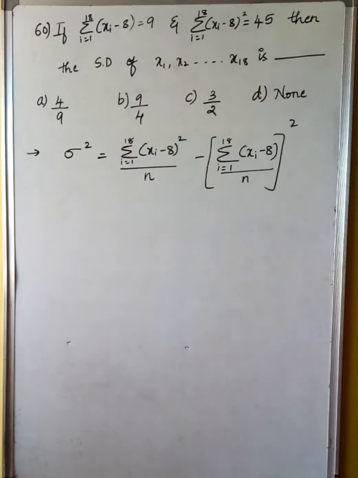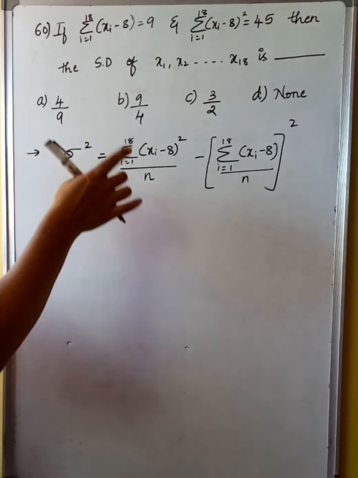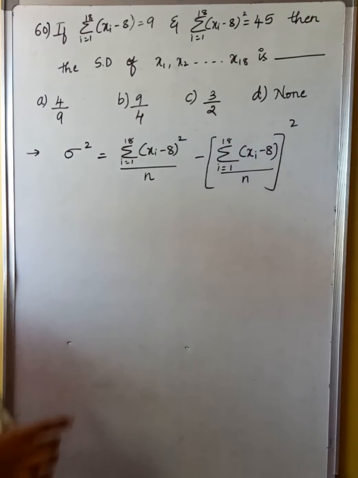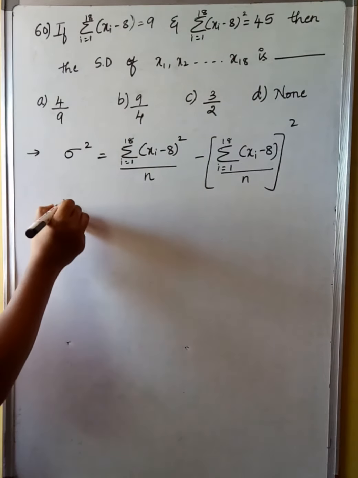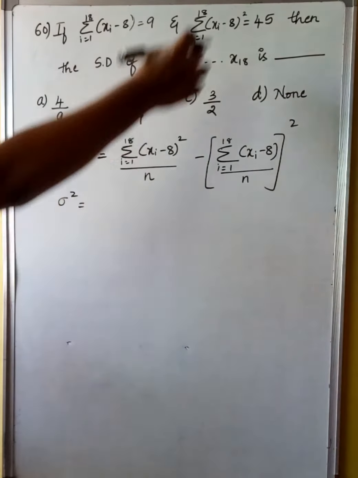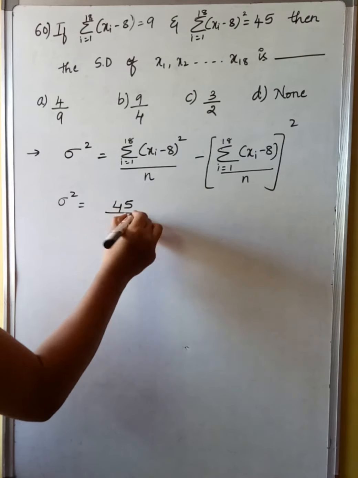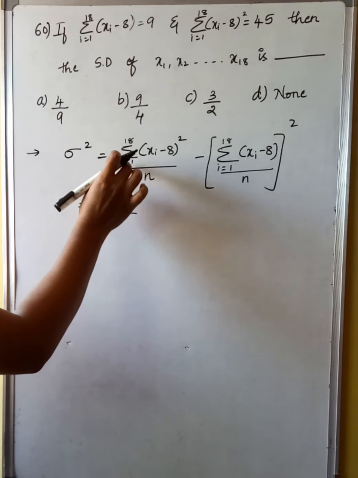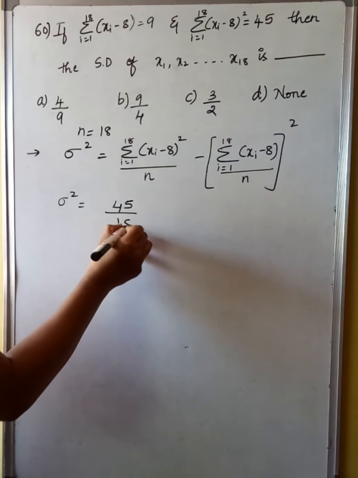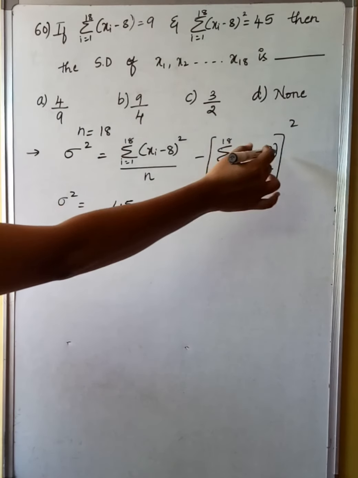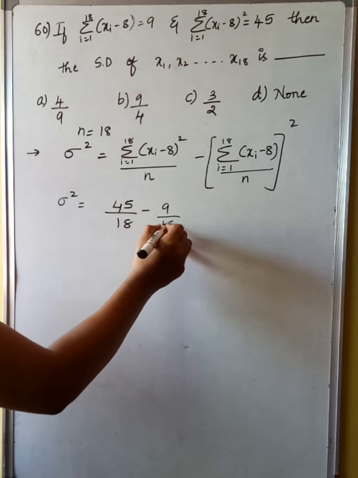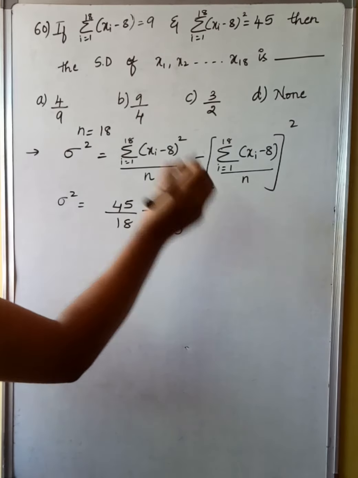So what I have done here, I have already written the formula, the variance formula, which you already know. That is sigma xi square divided by n minus sigma xi divided by n whole square, which we have solved in many problems here. So sigma square is equal to, what is the value here? It is given to us, 45, divided by n, where n is 18, minus, the value given here is 9, divided by n which is 18, whole square. Hope you all know that.